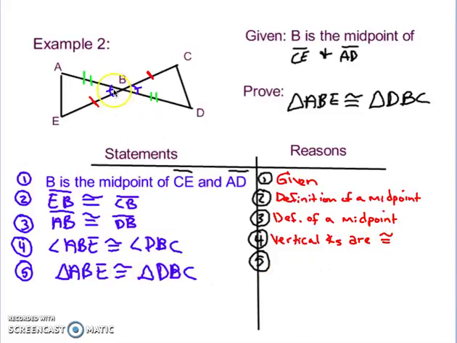And because those would be vertical angles. And for our last statement, triangle ABE is congruent to triangle DBC. For that, looking up here, we can see that we have the theorem side angle side. So down here, we can write for our reason side angle side.